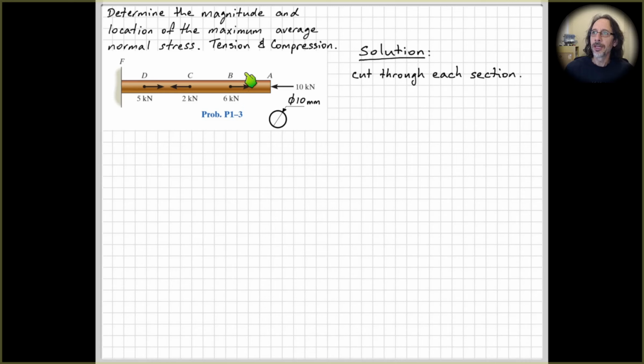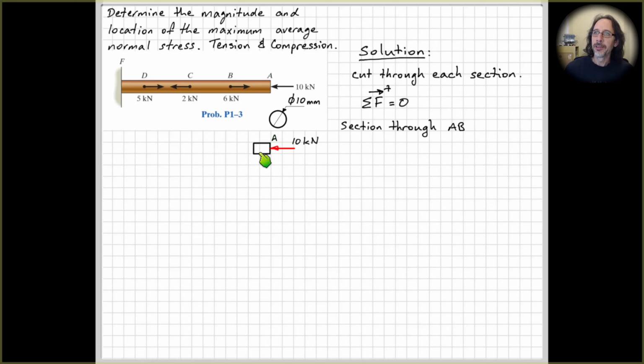Okay, so we're going to cut through each section, look at the internal actions and determine what they are using the equation of equilibrium. In this case, they're all uniaxial, so we only need to sum the forces in the horizontal direction. Starting at the right-hand end, we could start at the left-hand end if we knew what the reaction force was, and I'll do that at the end, but we'll start at the right-hand end where we've got a known load, take a cut through section AB, and draw the free body diagram.